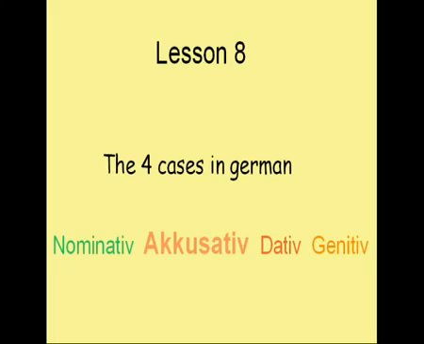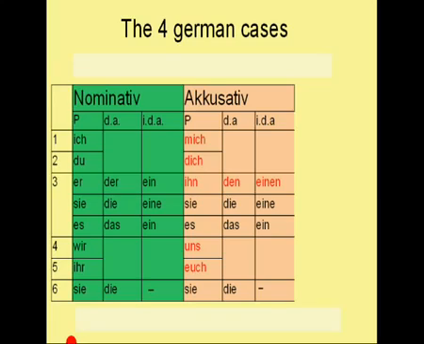In my last lesson you learned all about the nominative case, and in this lesson you will learn all about the accusative case. So from my previous lessons you already got to know the personal pronouns ich, du, er, sie, es, wir, ihr and sie, and also the definite article der, die, das and die, and the indefinite article ein, eine and ein. So now you will get to know the accusative case.